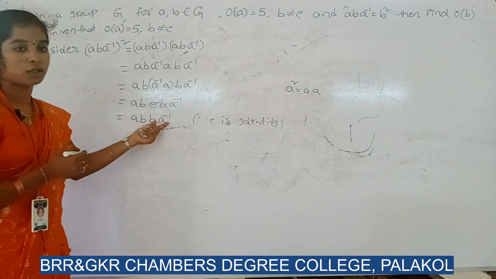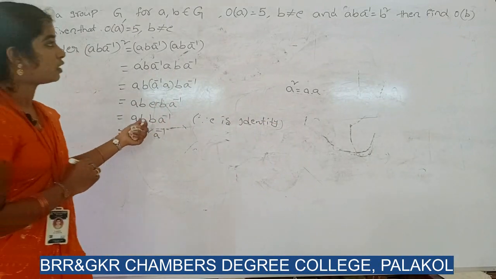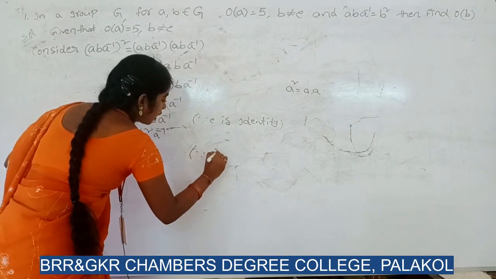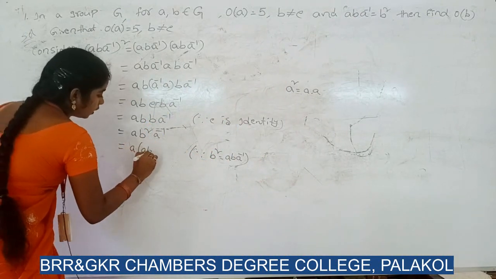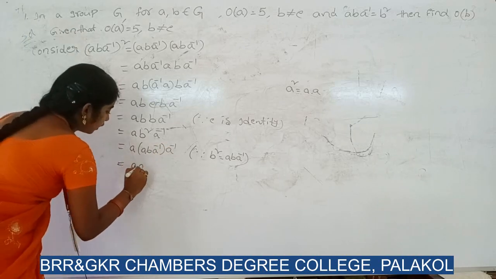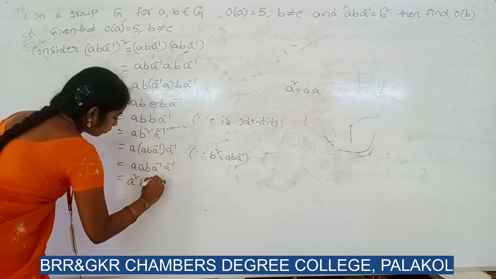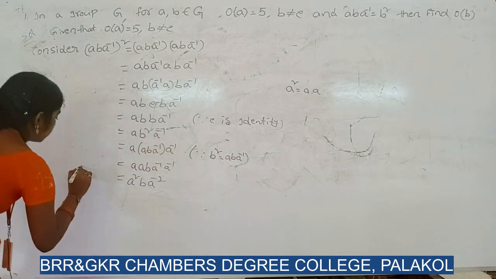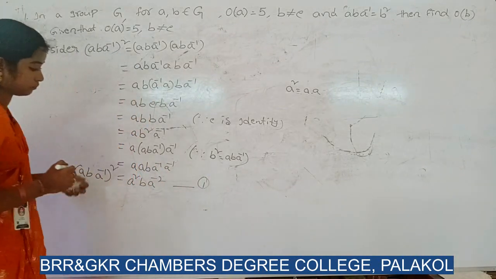So a b b a inverse can be written as a b square a inverse. Already you know that b square value is a b a inverse. So a into a b a inverse into a inverse, which is a b a inverse a inverse, so a square b a power minus 2. So (a b a inverse) whole square equals a square b a power minus 2. This is the first result.